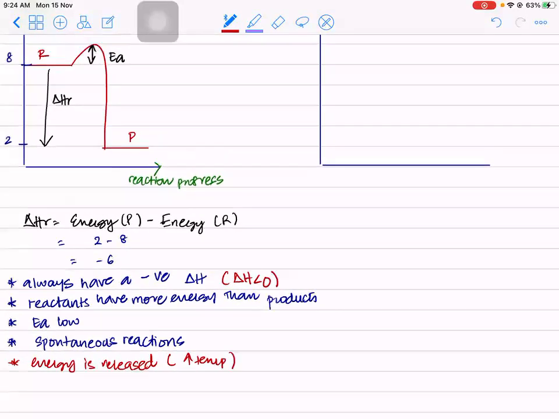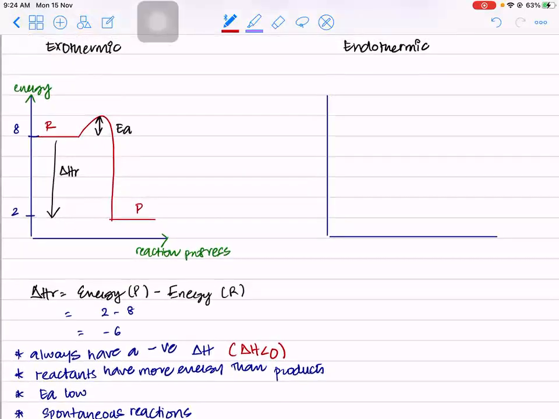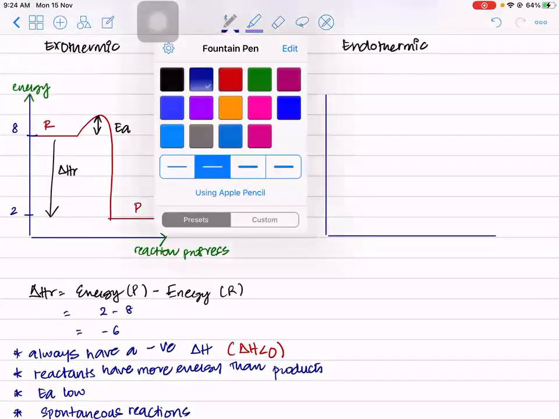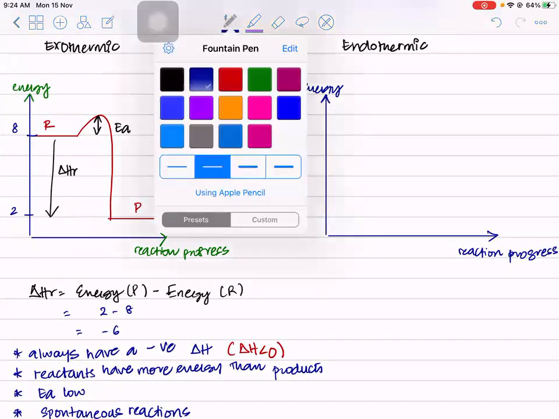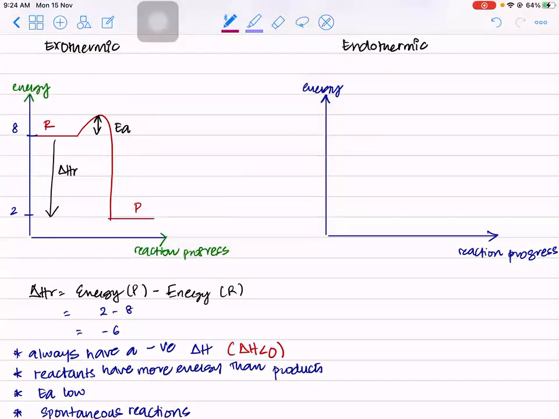Now let's see endothermic. So let's see the endothermic profile. Again, on the y-axis, you have your energy. On the x-axis, you have reaction progress. In your exothermic reactions, the reactants had higher energy, products had lower energy. In your endothermic reaction, the reactants have low energy, products have high energy. So these are your reactants, these are your products, and then you connect the two like this.